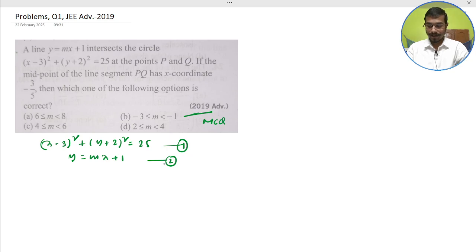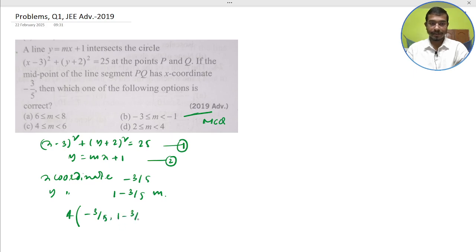The x coordinate is given. This is minus 3 by 5. So for the y coordinate we just get 1 minus 3 by 5 times m. Very easy. So the point A would become (minus 3 by 5, 1 minus 3 by 5 m). Okay, this is the A coordinate.